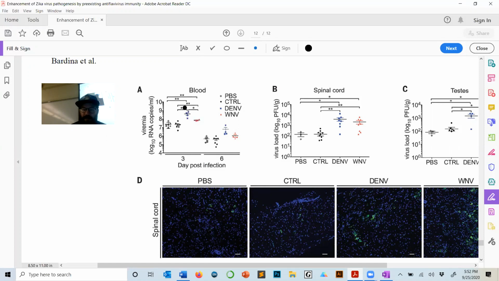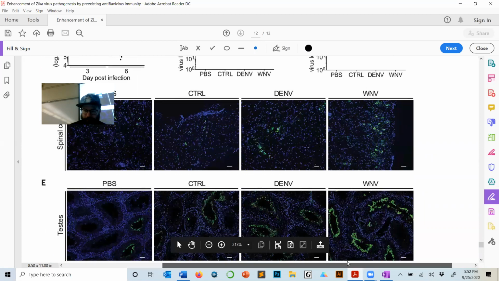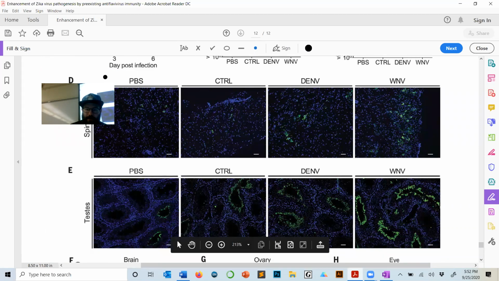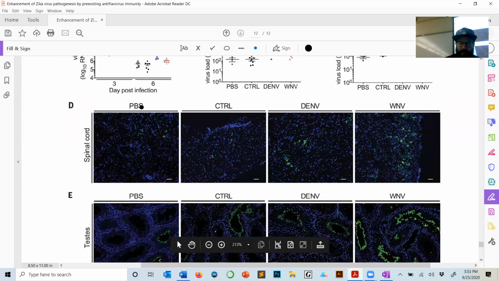So there are more genomes of the virus in mice that have been injected with these antibodies from this convalescent plasma in the blood. Same results in the spinal cord, there's more virus. Same results in the testes, there's more virus. And then they do some microscopy in the spinal cord and the testes. Here's the control, an injection with PBS, so these should have a normal amount of Zika virus. If you're injected with convalescent plasma from dengue or West Nile virus, you can see more of the Zika virus. Zika virus is green.